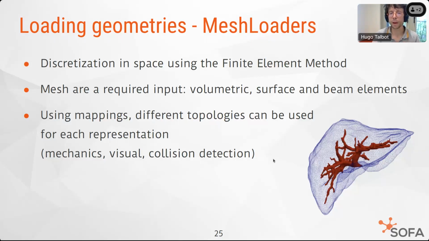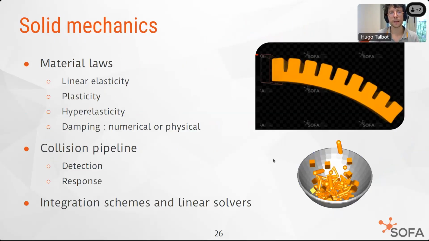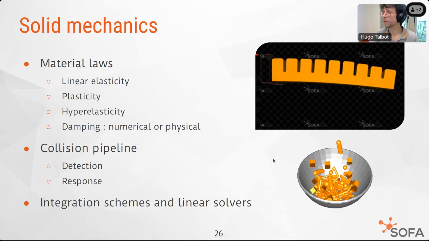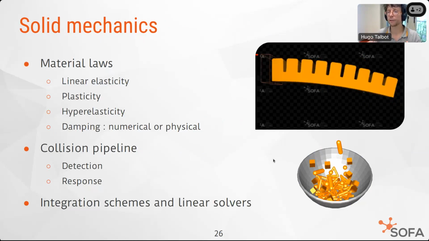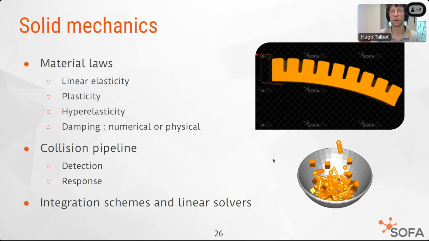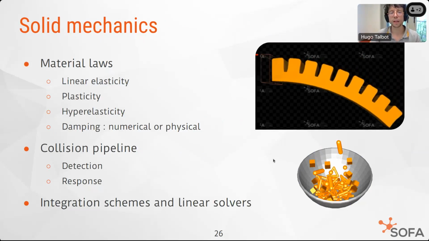And again, using the mappings, we can couple different topologies and different representations, as we just noticed before. We can have one mesh for the mechanics, another discretization for the rendering, and another discretization using different primitives for the collision detection. It's a physics engine. We are computing mechanics, and we are looking at how things are evolving, deforming, getting in contact with each other, colliding, constraining each other.